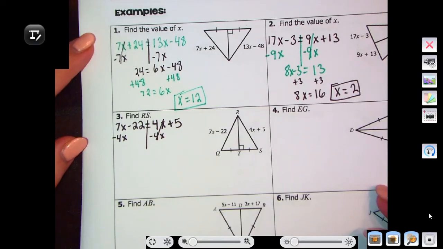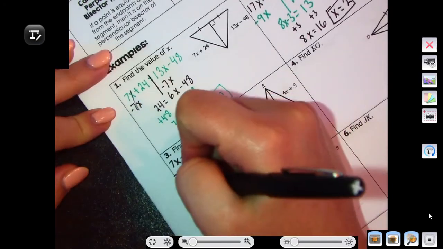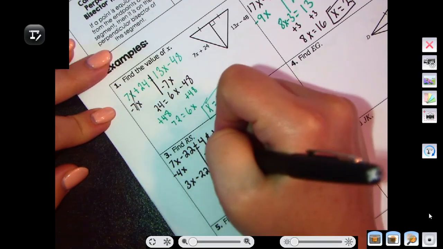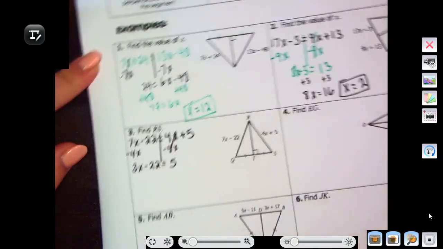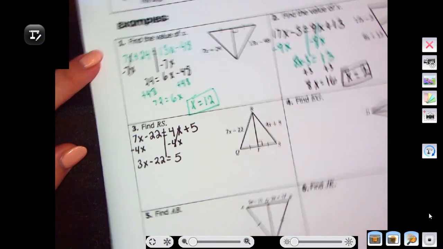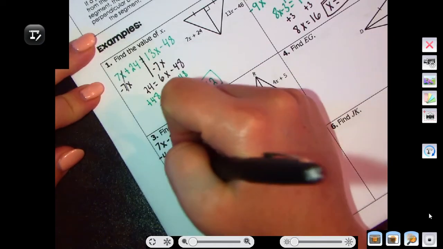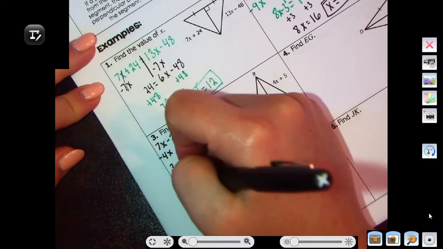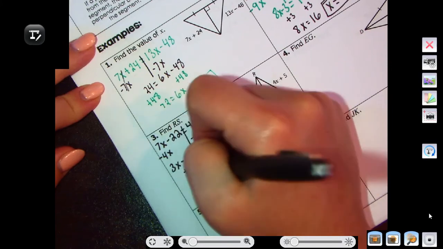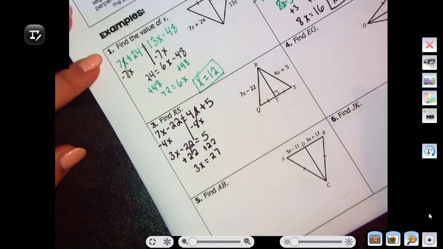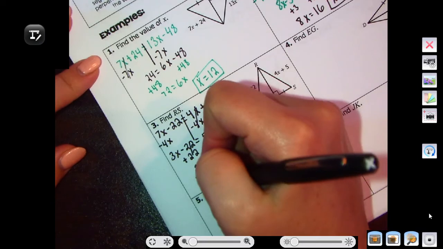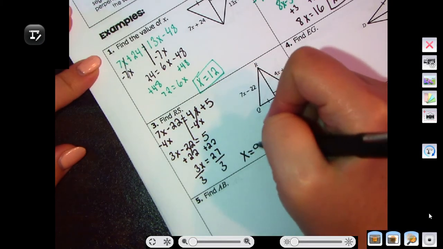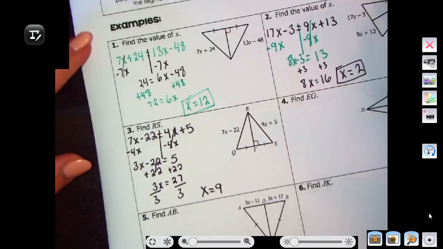Subtract 4x from both sides. I get 3x minus 22 equals 5. Then I will add 22 to both sides. Three x equals 27. So x equals 9. So that's half my answer.